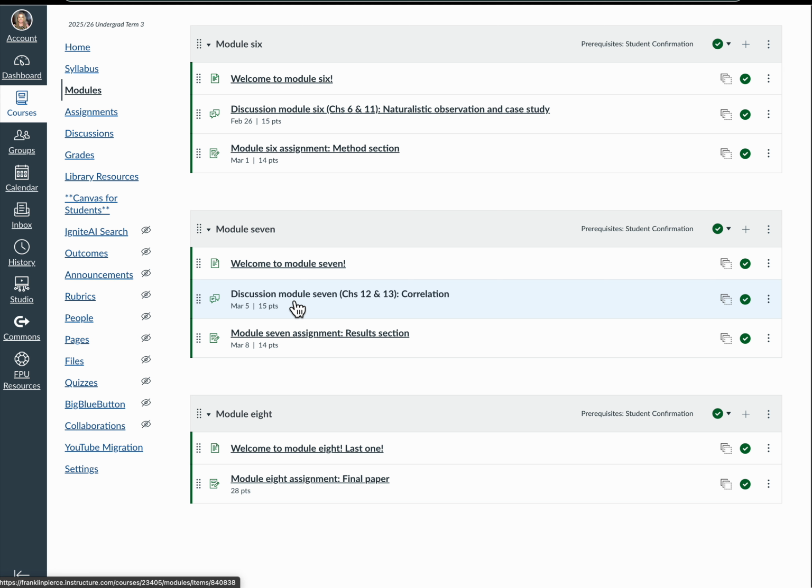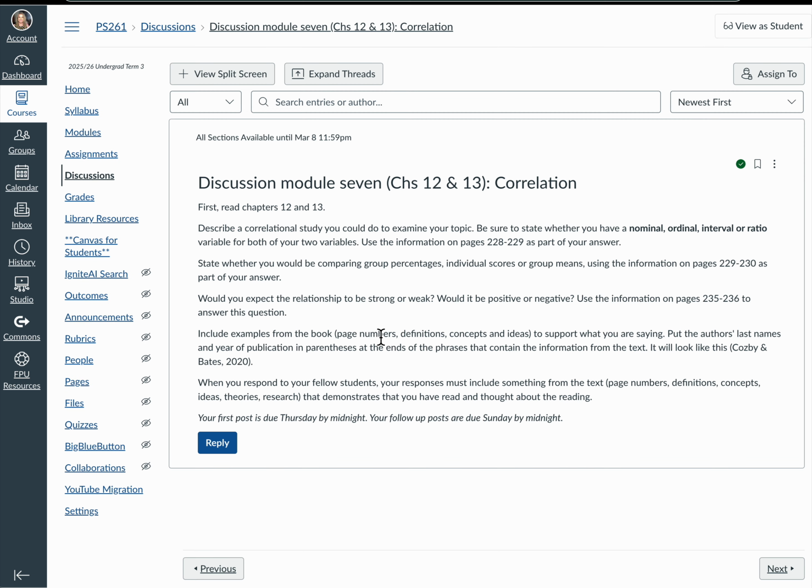You're almost done. In the discussion section, you're describing a correlational study. First you're reading your chapters, describing a correlational study. Remember, a correlation is when you have variables but you're not manipulating them. You're not randomly assigning people to groups. We're still interested in these variables, and this can frequently be a study design that we use because it's not ethical to randomly assign people to groups.